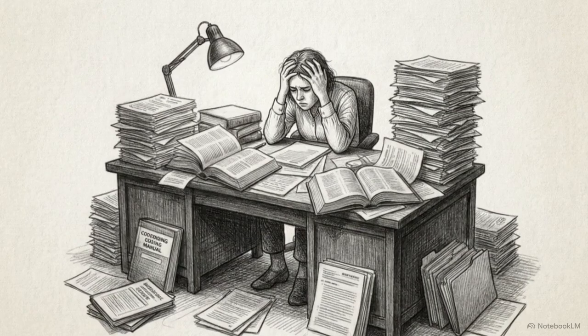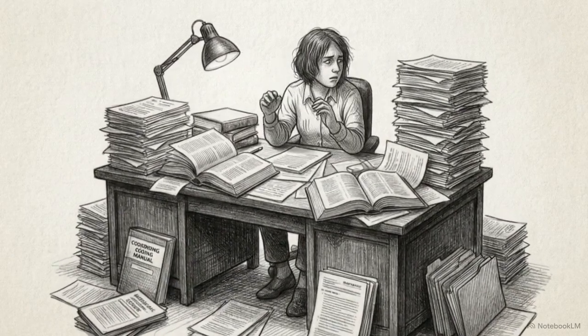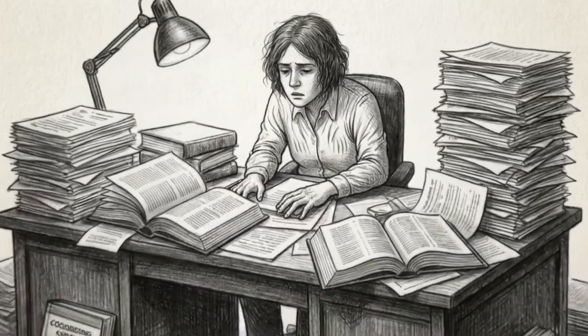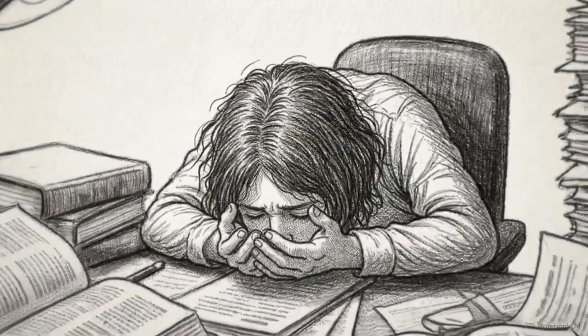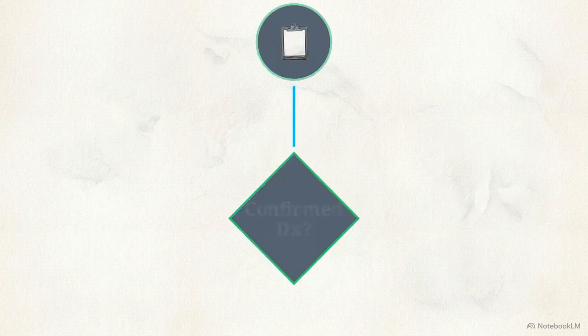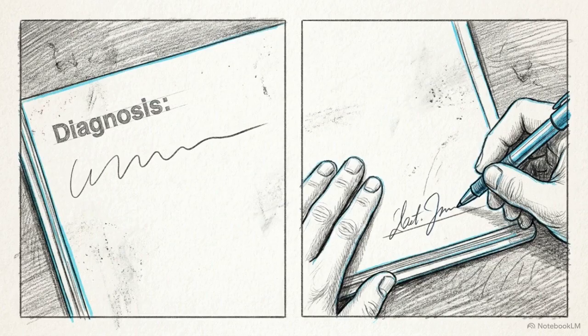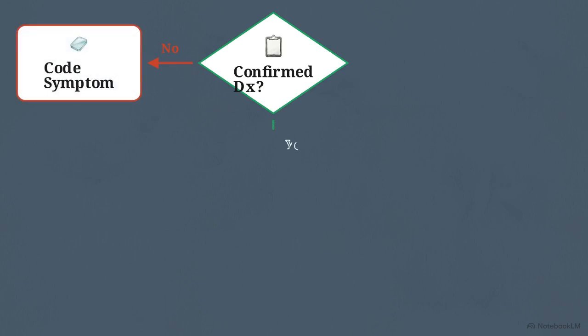Translating this guideline into practice requires an objective, step-by-step tool. Coders cannot rely on subjective guessing when evaluating a chart. We can map this logic into a decision tree. The first trigger point asks, is there a definitive diagnosis? The very first step is verifying if the provider has actually established a confirmed diagnosis to attach the symptom to. If they haven't, you code the symptom. If they have, you move forward.